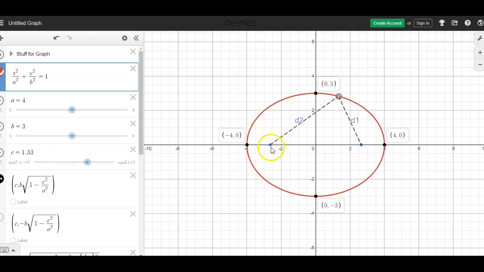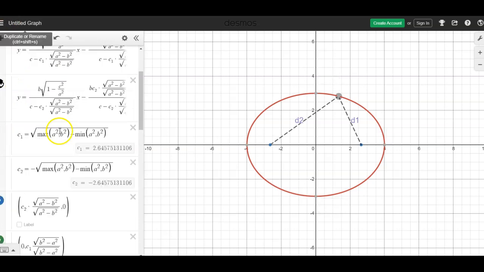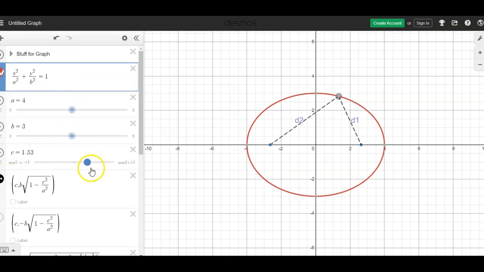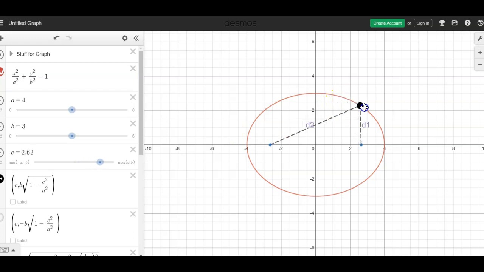I'm sorry, C is just the coordinates of this black point. I have C1 and C2 as my foci. So a squared minus b squared, in this case, the square root, and then the negative square root. That's the 2.64 we're seeing, the negative 2.64. Sorry, I had those hidden. And then C is just this black point that's on the curve.